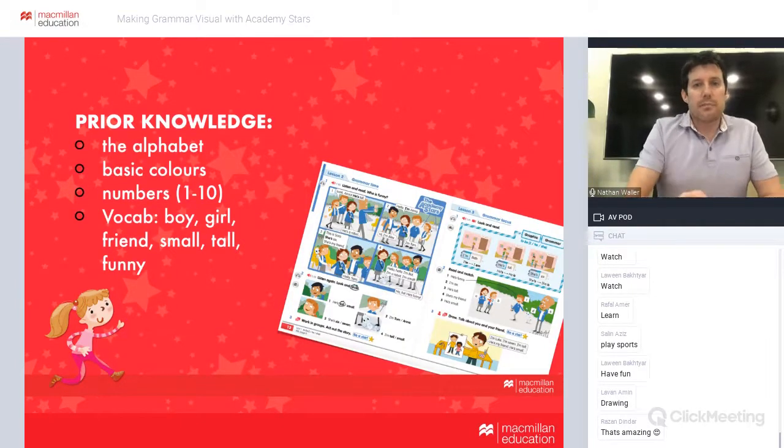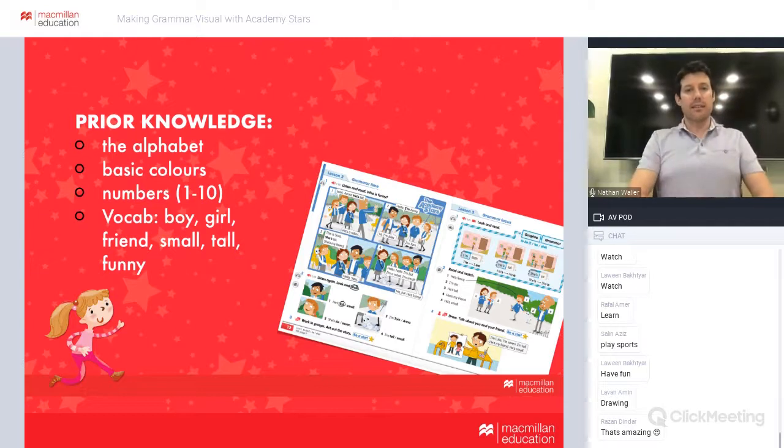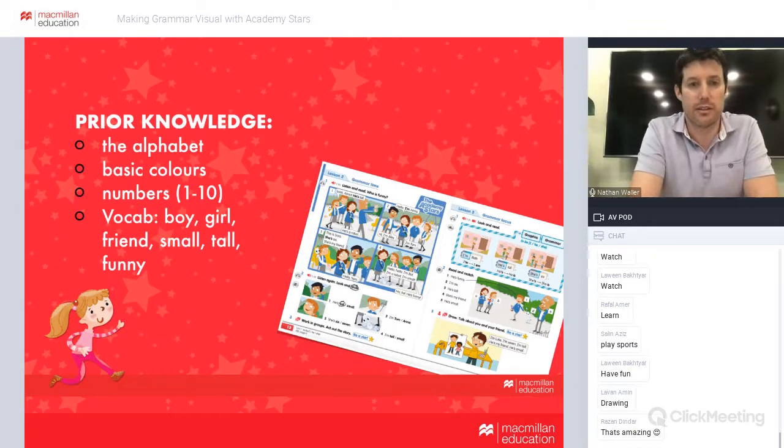So in order to attempt these 2 pages, the students will need some kind of prior knowledge. If this is Academy Stars 1, they could have done the starter book, because I think Academy Stars is a 7-level course. Or they may have approached some of this stuff if they've done something like Learning Stars in pre-primary. So if they've done pre-primary, hopefully they will have done the alphabet. They will have looked at basic colors, numbers, and some simple vocabulary, things like boy, girl, friend, small, and tall. These things they need in order to be able to approach this particular part of the unit.